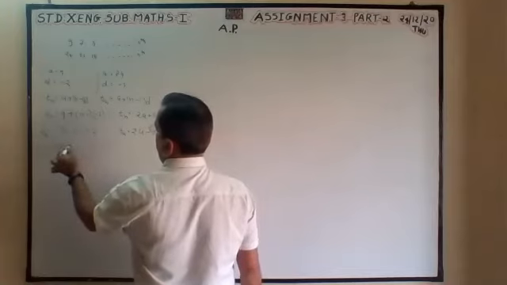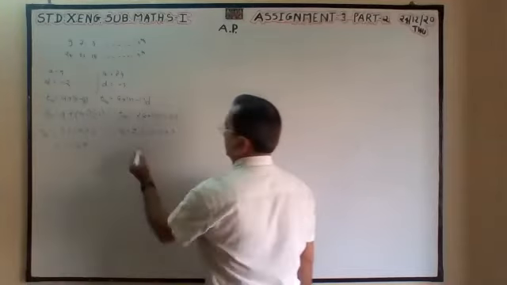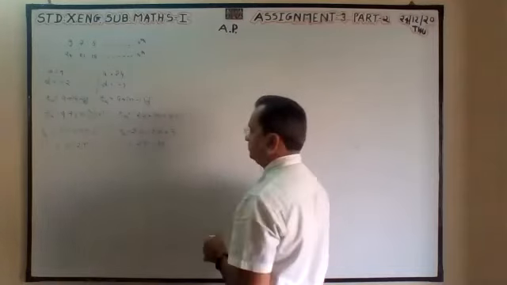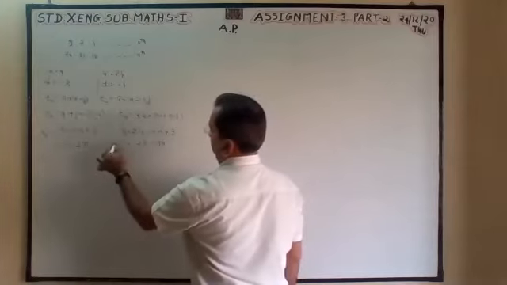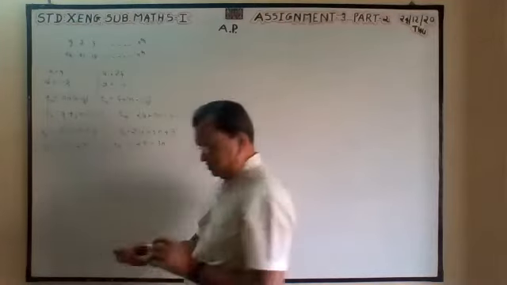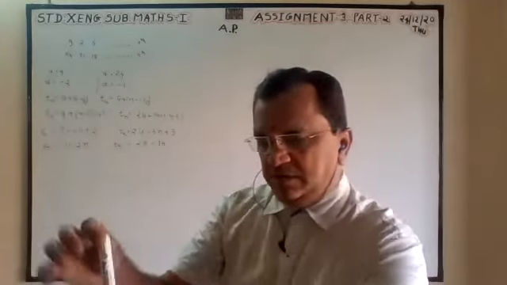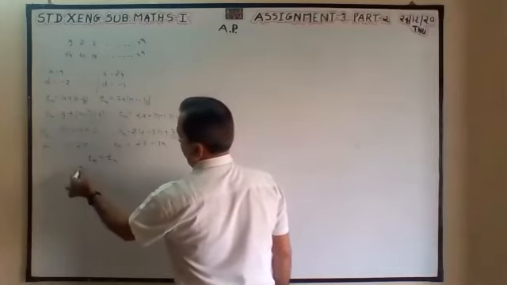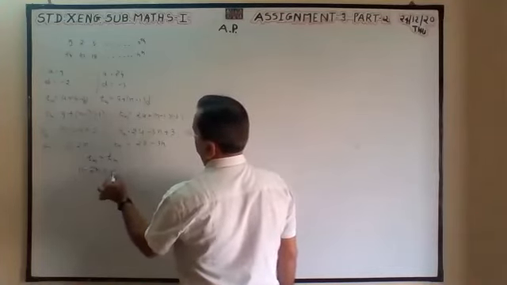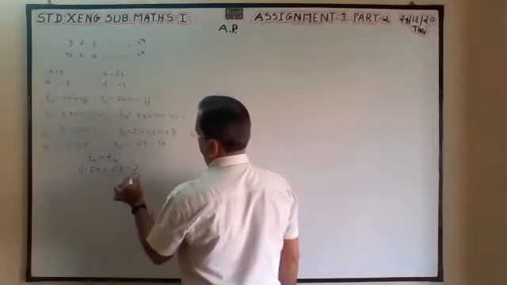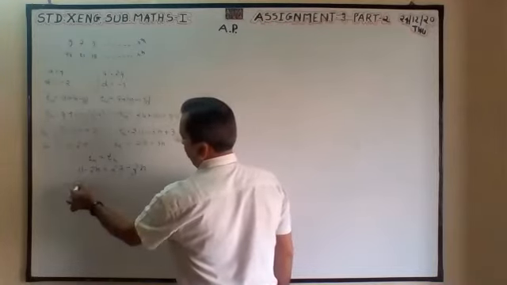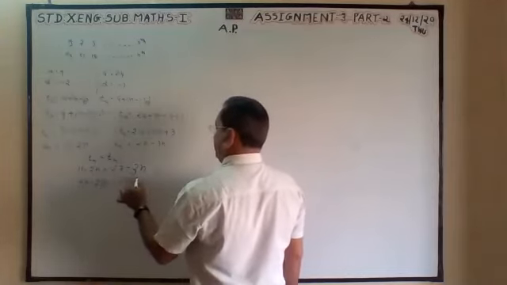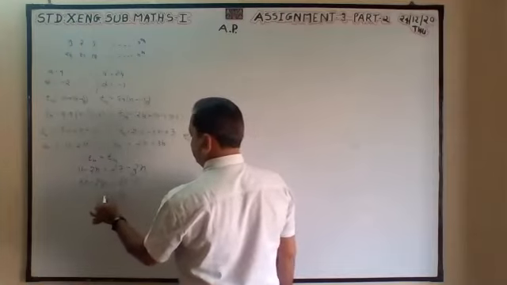So 11 minus 2n, and 27 minus 3n. Correct. Now Tn is equal to Tn, both are equal. So 11 minus 2n is equal to 27 minus 3n. This comes to this side, so 3n minus 2n, sorry, 27 minus 11. So n is equal to 16.